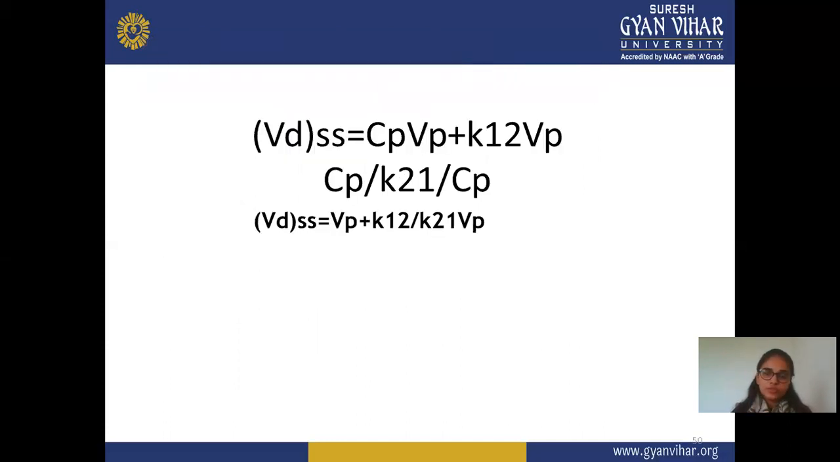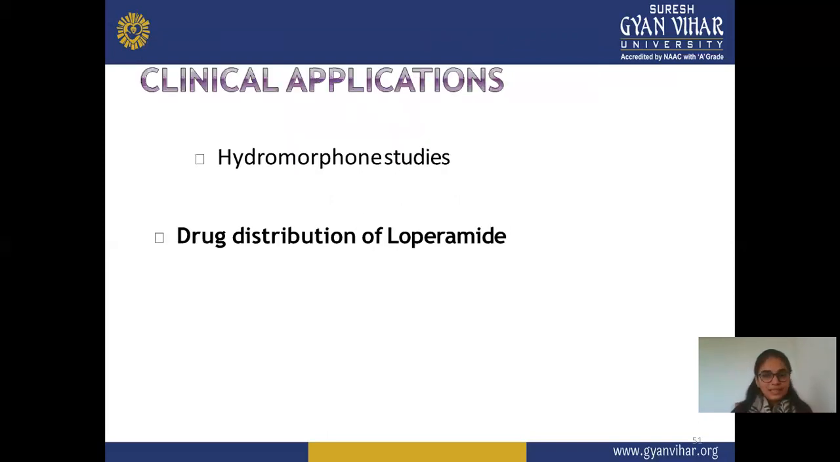In this volume of distribution at steady state equation, Cp Vp plus k12 Vp Cp divided by k21, all divided by Cp, the simplified equation is Vss equals Vp plus k12 divided by k21 times Vp. Next is clinical application.